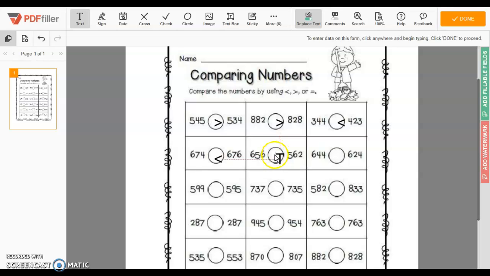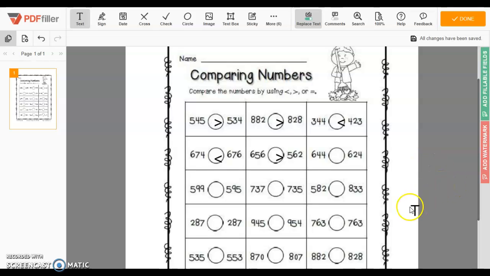So which way is the alligator's mouth going to face? Is it going to eat 656 or 562? You guys are super smart. Our alligator wants to eat that 656 because that is our larger number and we have a hungry alligator.